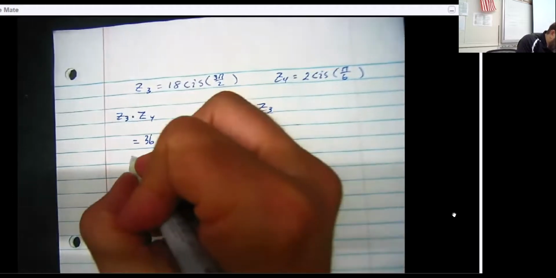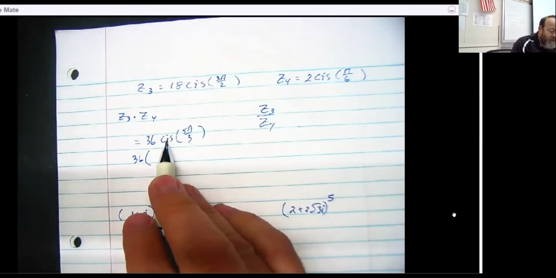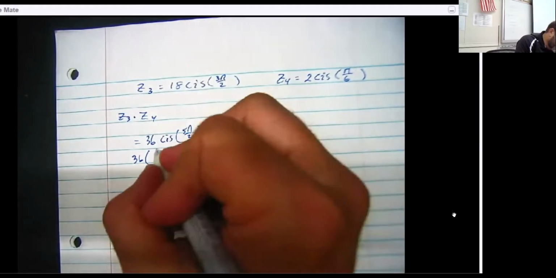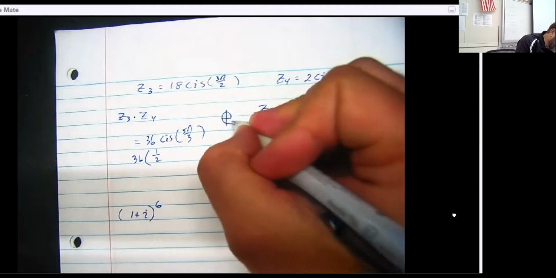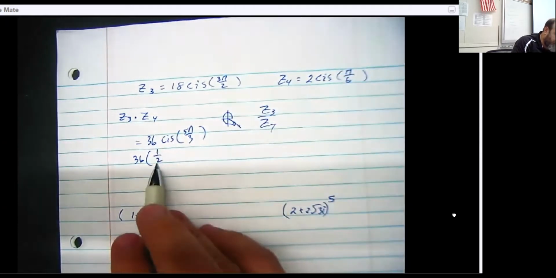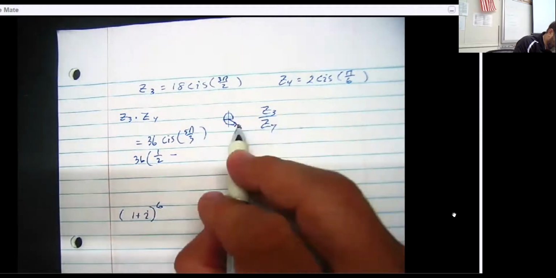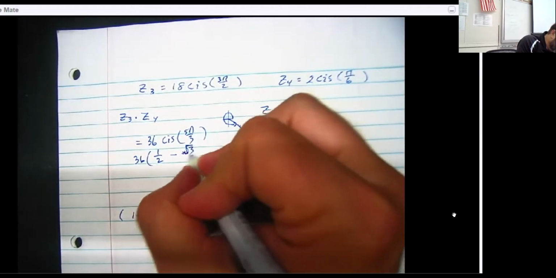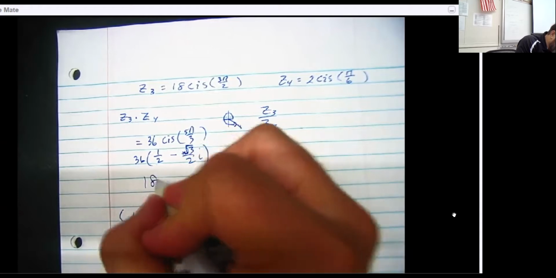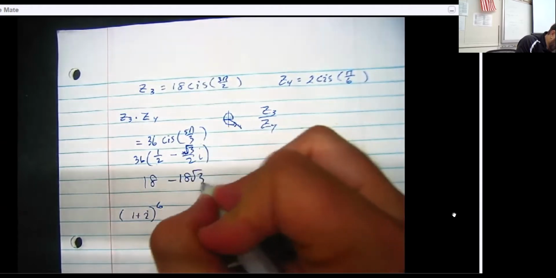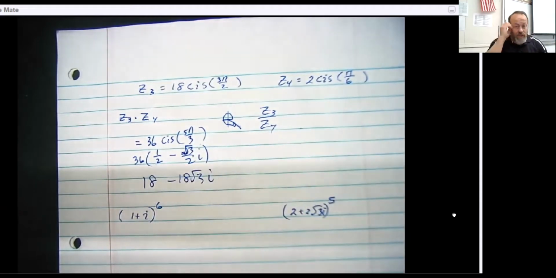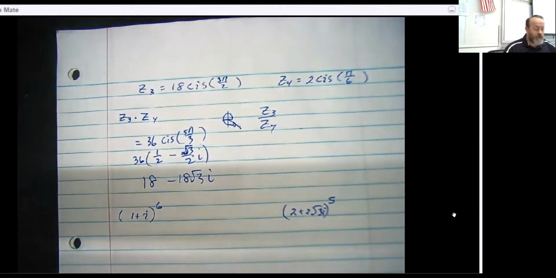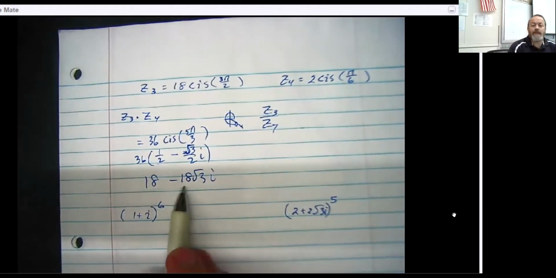Now, like we did in the earlier one, I just have to think of what is the cosine of 5 pi over 3. And the cosine of 5 pi over 3 is positive 1/2. And the sine of 5 pi over 3 is negative root 3 over 2. So that would be 18 minus 18 root 3 i. Beautiful. So normally when we do these problems, we do like to answer them in a plus bi form.